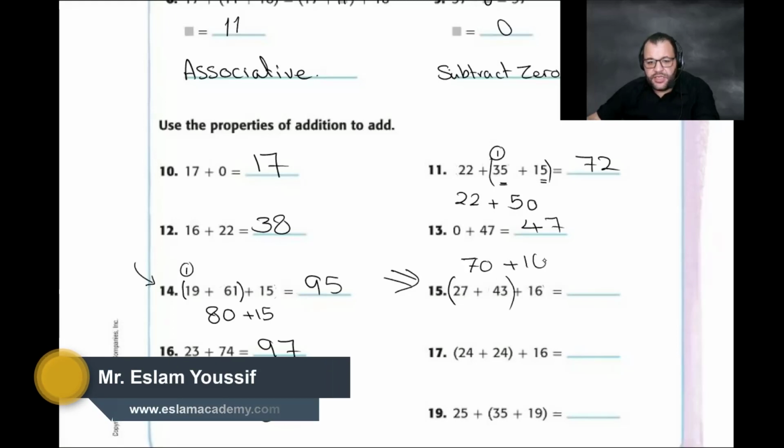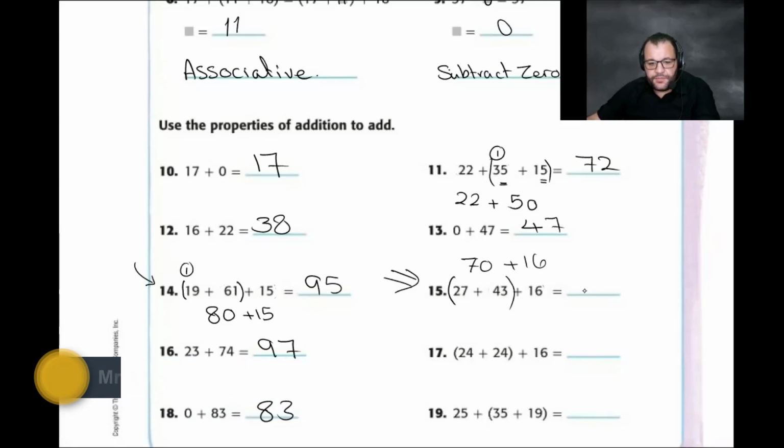70 plus 16. So the answer now will be? 70 plus 16. 0 and 6, 6. 7 and 1 is 8. 86. So the answer now will be 86.